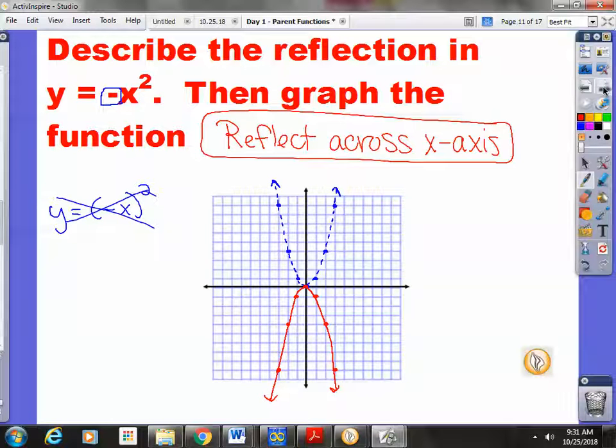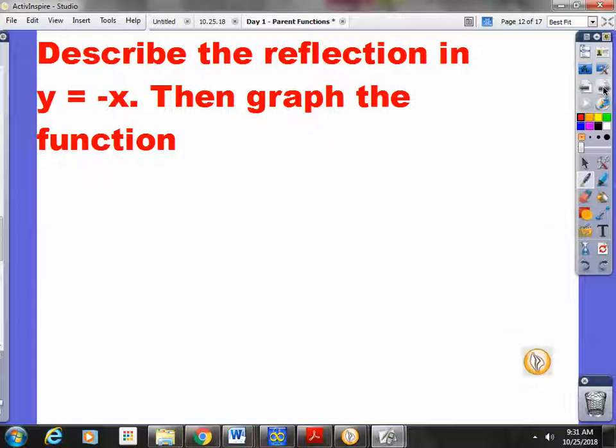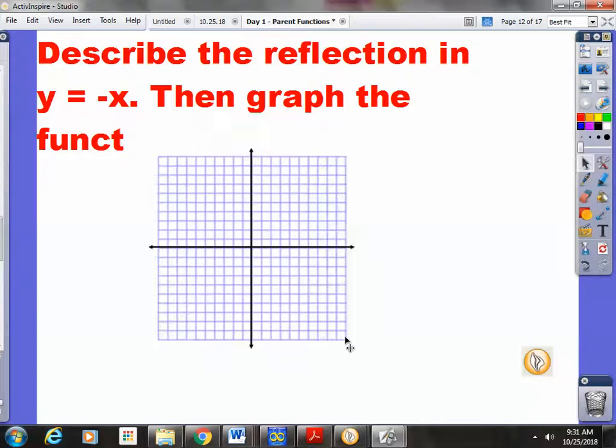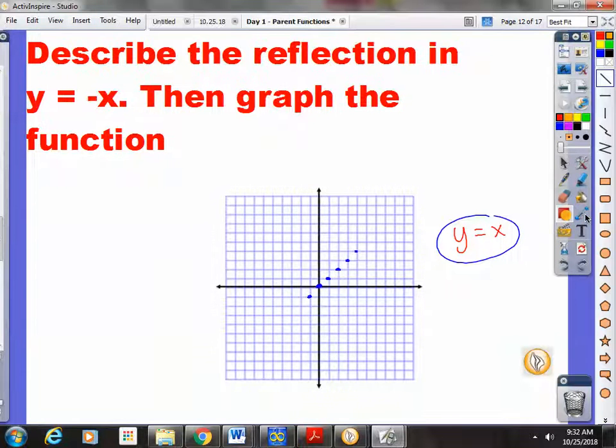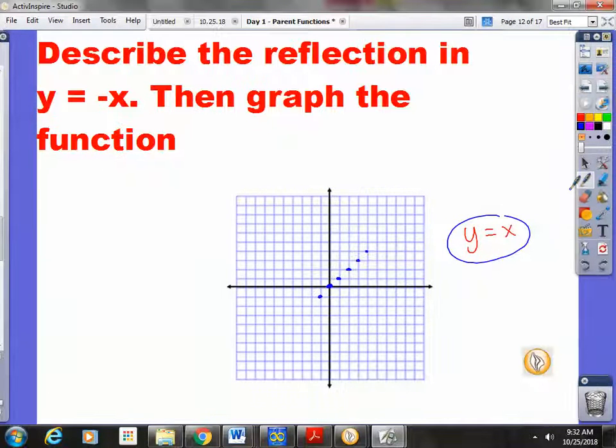Let's look at another one. This one is a linear function. It says describe the reflection of y equals negative x, then graph the function. So let's start with our parent function. We know that parent function is y equals x, right? So let's graph y equals x. 0, 0, 1, 1, 2, 2, 3, 3, 4, 4. It's going to be a line. Okay, we're going to use a dashed line, of course, to represent this.